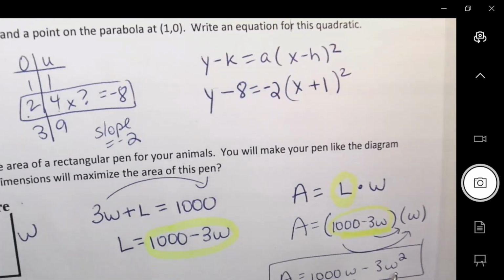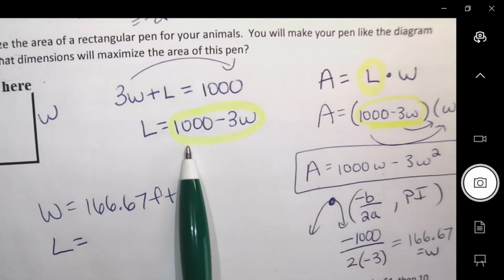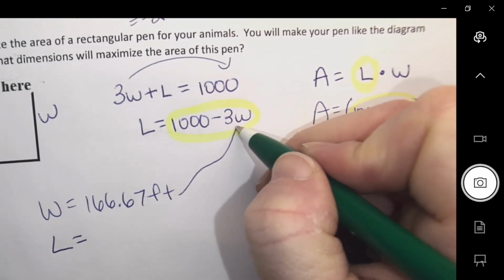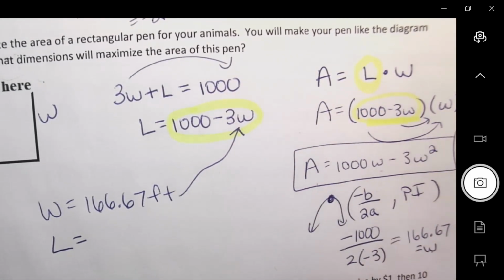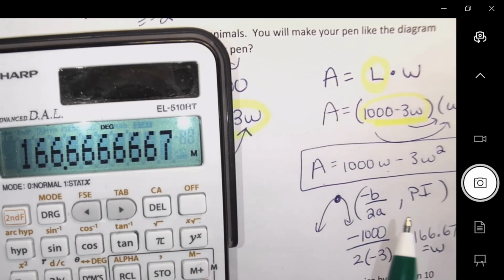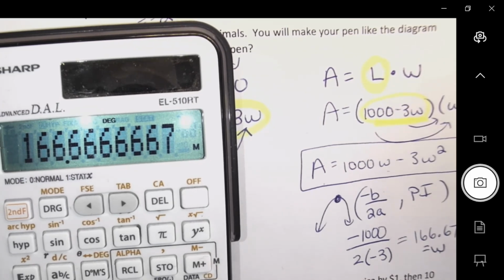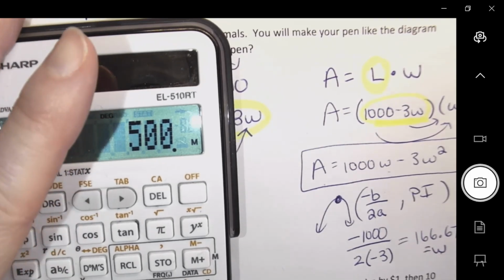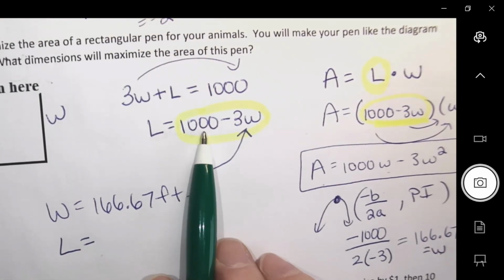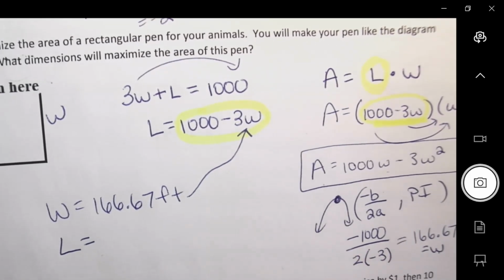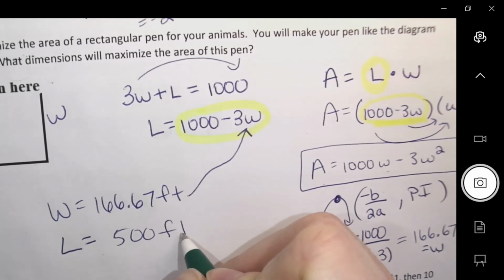So what am I going to do? I'm going to plug it in here. So I have it in my calculator already. So I'm going to do this. I'm going to times it by 3, which means that's 500 feet. I'm going to do this in my head. What's 1,000 minus 500? 500.